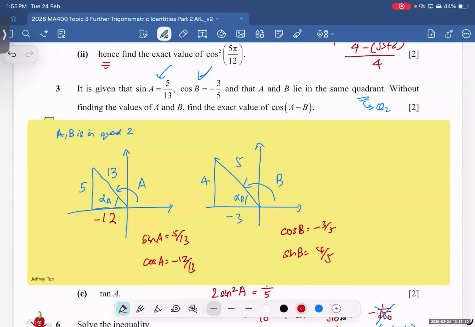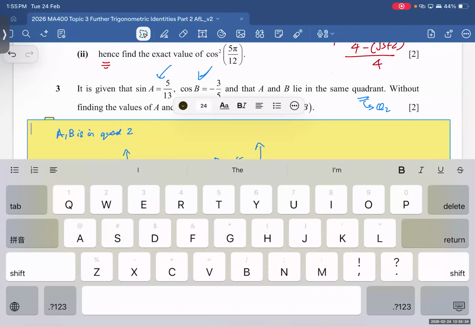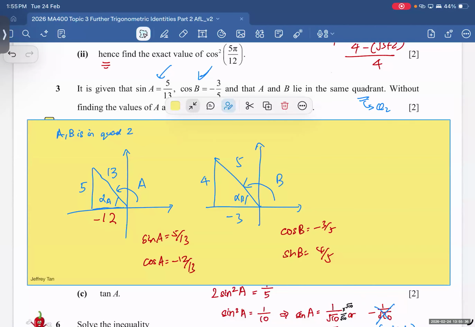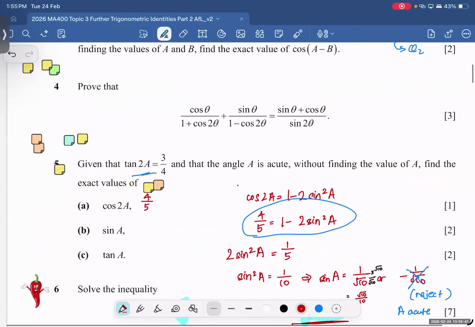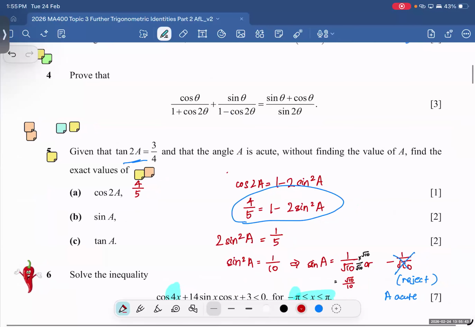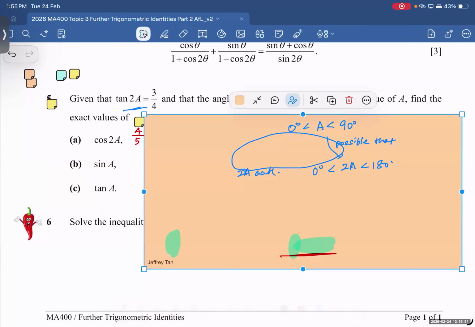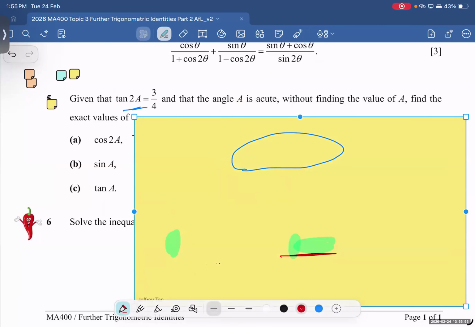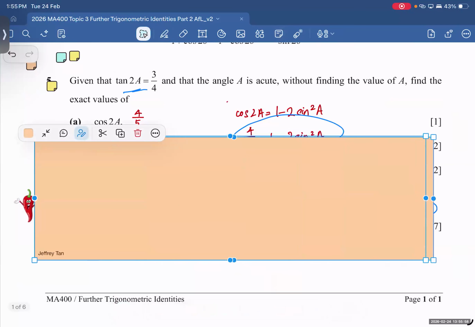I hope from here you are able to do question 4. Okay, question 5. Sorry, question 3. Sorry, question 4, do I go through? No. Question 5i. You know what? Guys, question 5i is a scam. It looks damn difficult, but it's not even difficult.